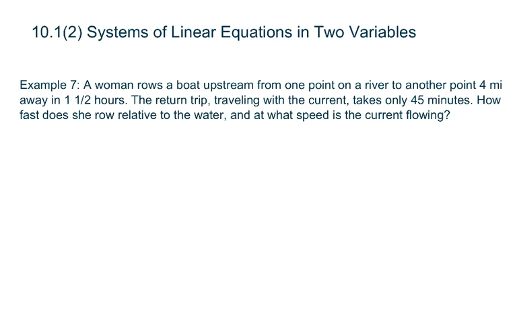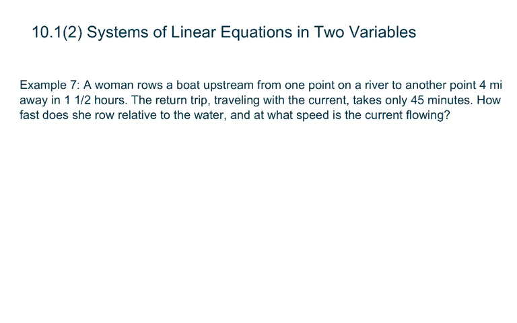So we're now on example 7. A woman rows a boat upstream from one point on a river to another point 4 miles away in 1.5 hours. The return trip, traveling with the current, takes only 45 minutes. How fast does she row relative to the water, and at what speed is the current flowing?